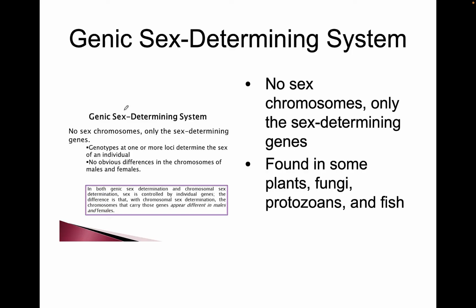For an example, in mammals, you have the SRY gene that I just previously mentioned, which is located on the Y chromosome. Now, while that is a sex chromosome, it still has a significant weight in terms of sex determination. So in both genic sex determination and chromosomal determination, sex is controlled by individual genes. Even in instances where species have sex chromosomes, it is still the presence of genes on those chromosomes that play a major role in determining sex.